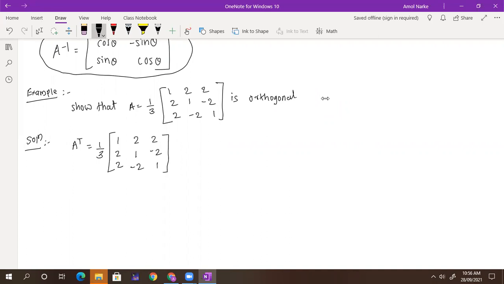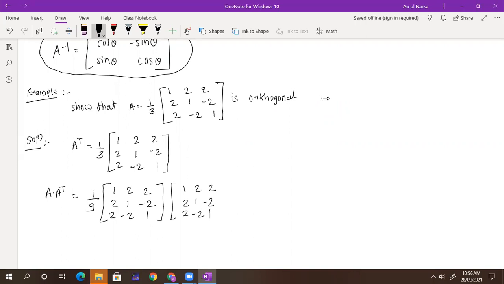Okay. So now what is next? I got A transpose. Now we need to find out A into A transpose. Can I write down directly 1/9? Is it okay? That 1/3, yes, sir, that 1/3, it's a scalar quantity. I can write down this as it is, 1, 2, 2, 2, 1, minus 2, 2, minus 2, 1. And again the same matrix I am getting. Again the same matrix: 2, 1, minus 2, 2, minus 2, 1.